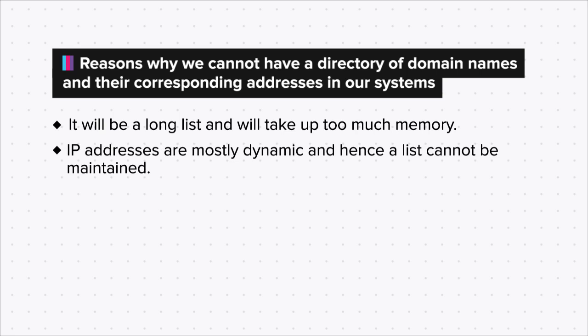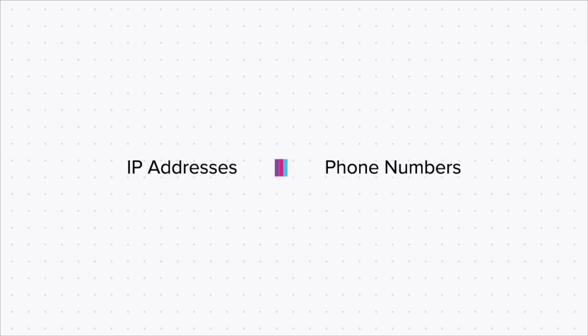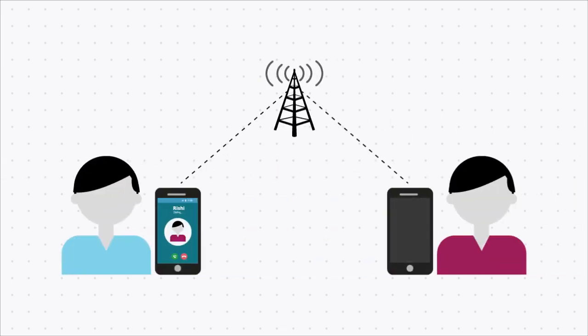So, how does a device find out the IP addresses of any domain name? Okay, so you remember we had said that IP addresses are just like phone numbers. They help us in establishing connections between two devices. So we know that when we dial a phone number, the service provider locates the phone number for us and the call gets connected. Something similar happens in the case of IP addresses as well.